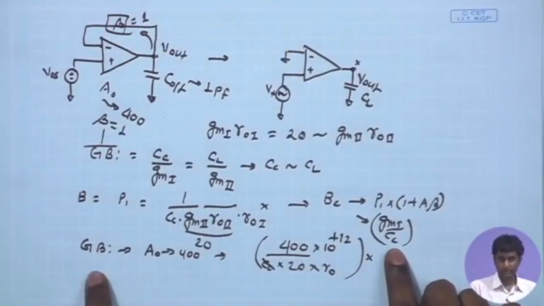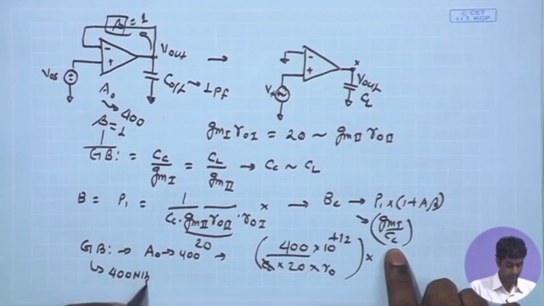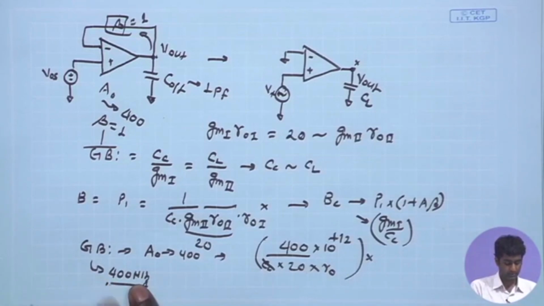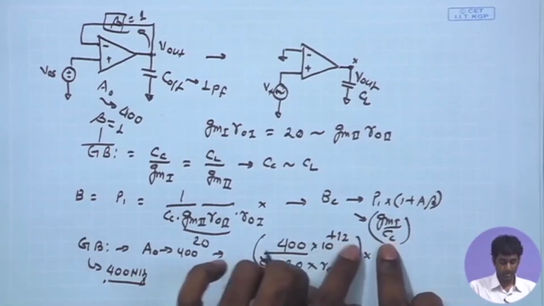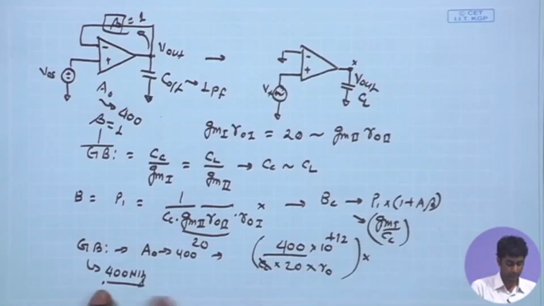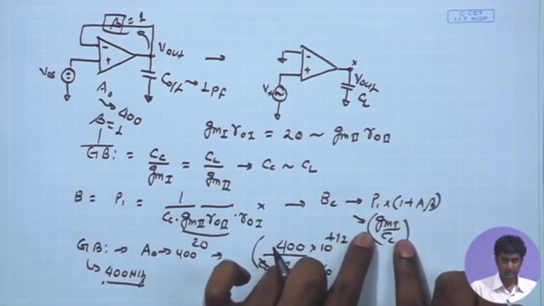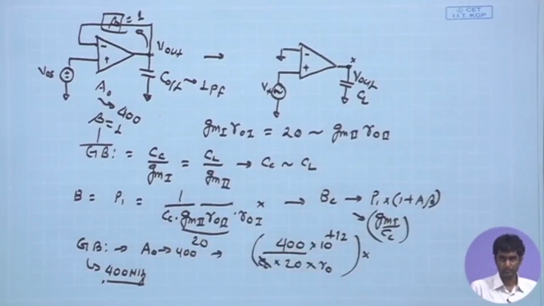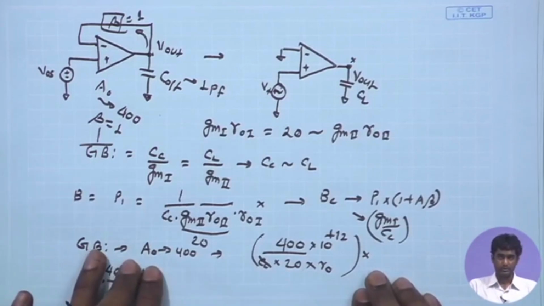Now, since our gain bandwidth product we have chosen is around 400 megahertz, if you remember the discussion, the overall closed loop bandwidth that we are getting, this P1 times 1 plus A beta, is almost equal to this. Therefore, it may not be very significant, or may not have a serious constraint with respect to the offset cancellation loop.